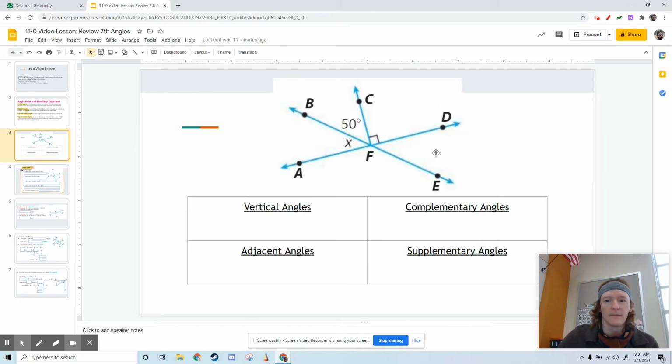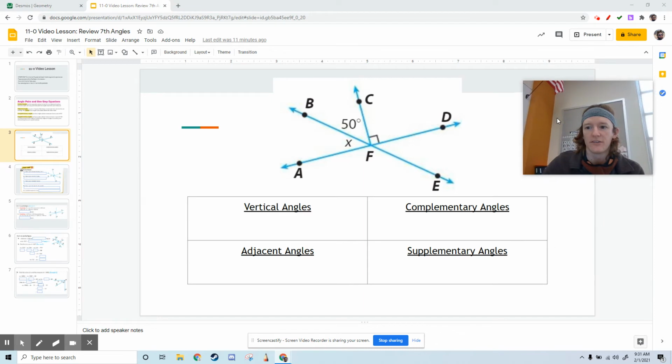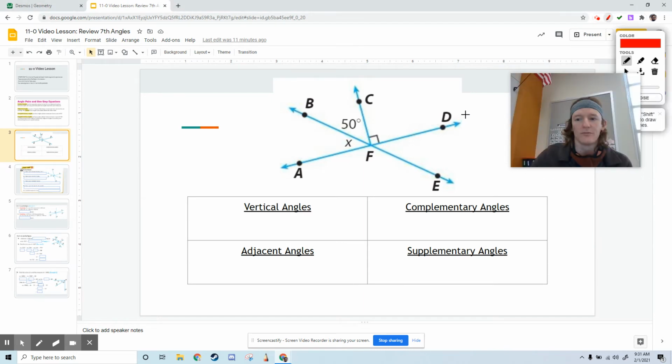Go to the next slide here. Don't worry about writing on this one, okay? There's no blue boxes on this one. I'm just going to use my page marker tool. So for this one, the first question is vertical angles. I can see there's a line here.